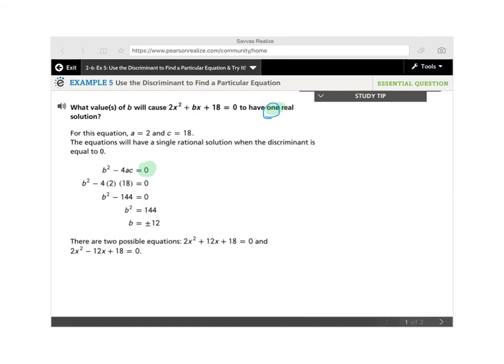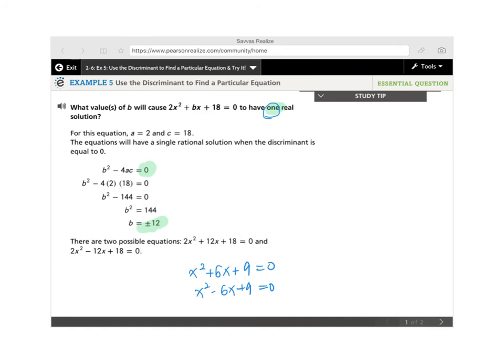So the answer came out to be b equals plus or minus 12. So there are 2 possible equations here: 2x squared plus 12x plus 18 equals 0, and 2x squared minus 12x plus 18 equals 0. Now, one thing I would like to add is that at this level, I will not take this as a final answer because it's not completely simplified. What I would do is take these 2 as my final answer. That's something our textbook did not do well.